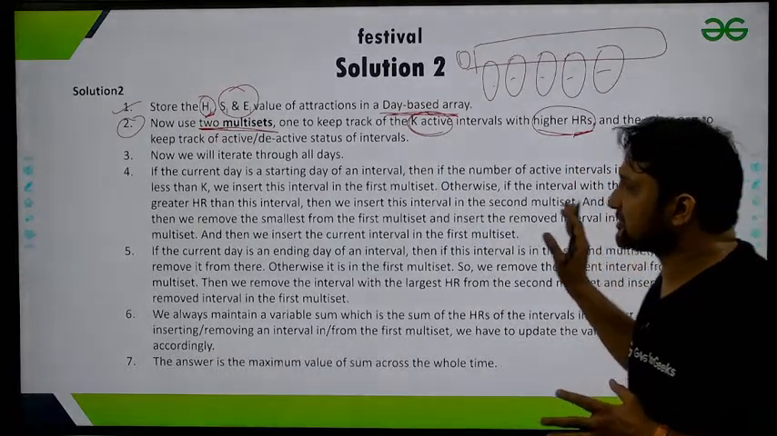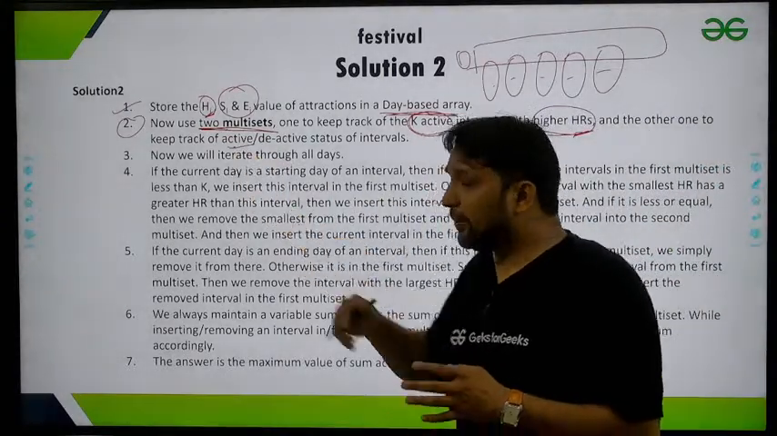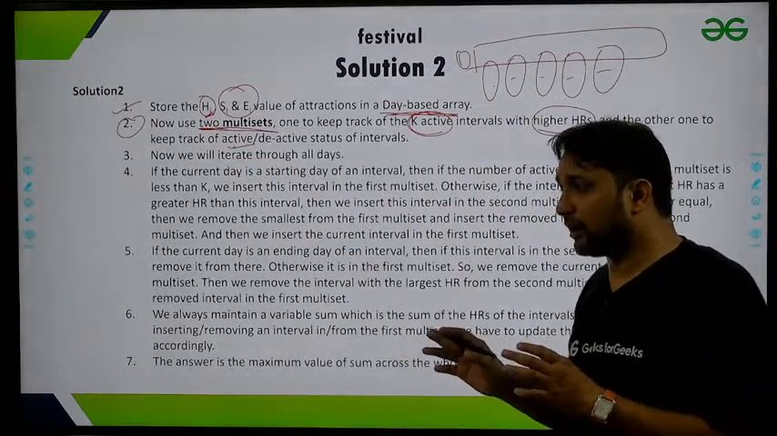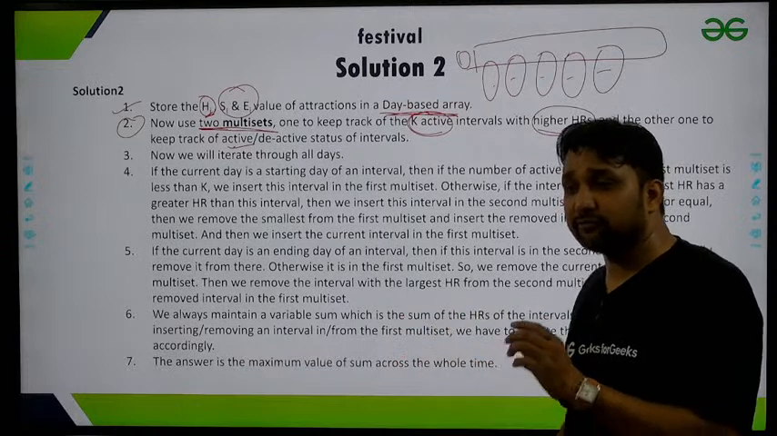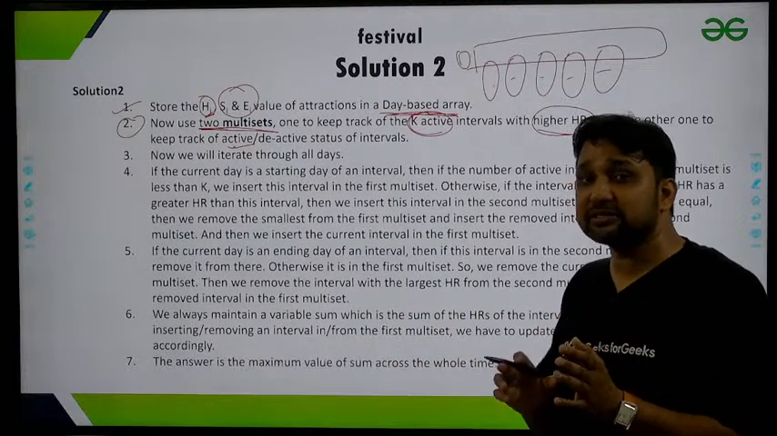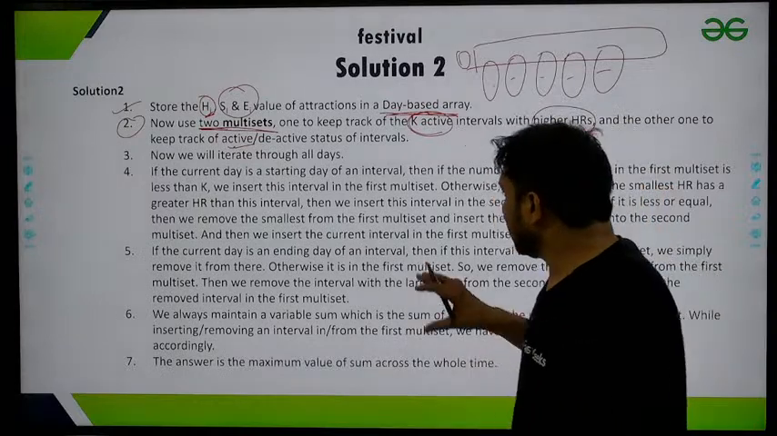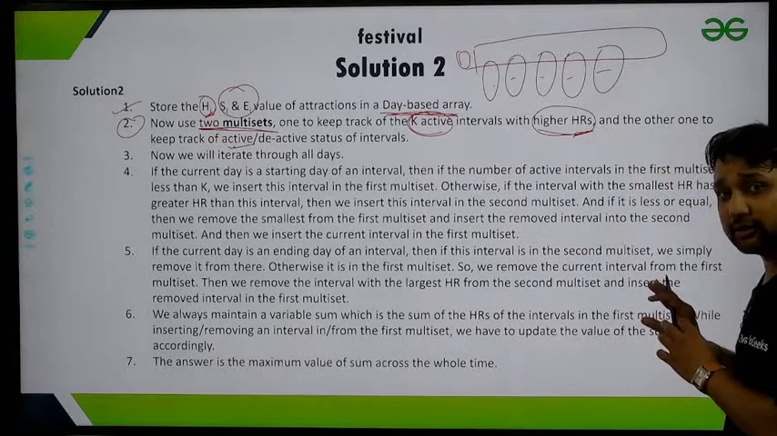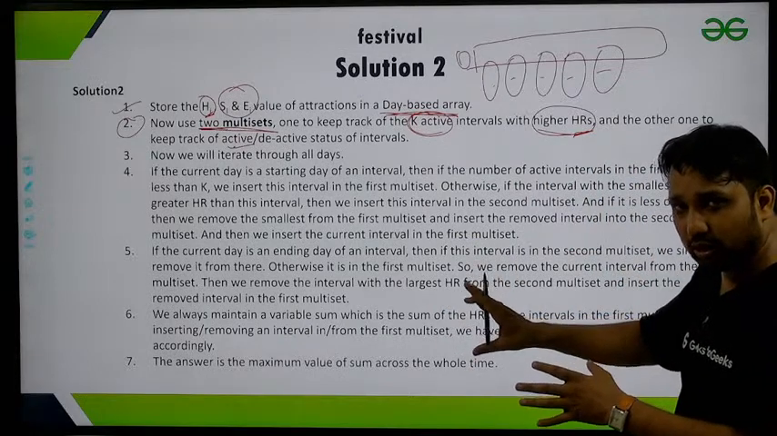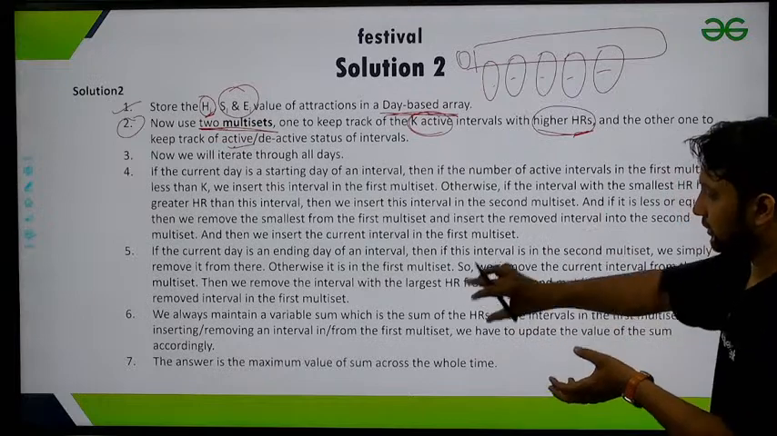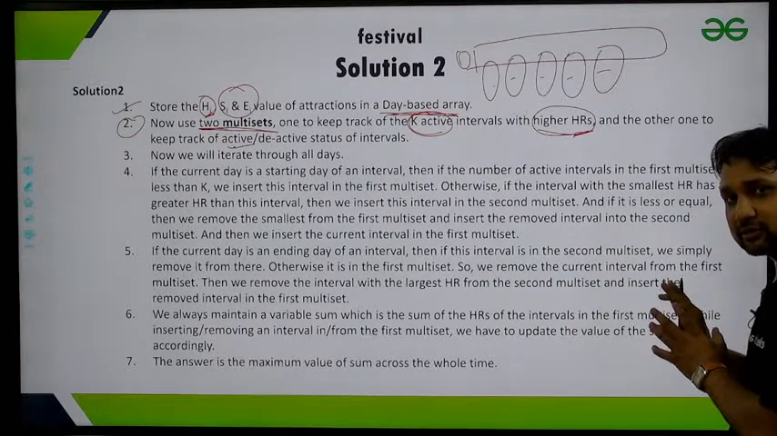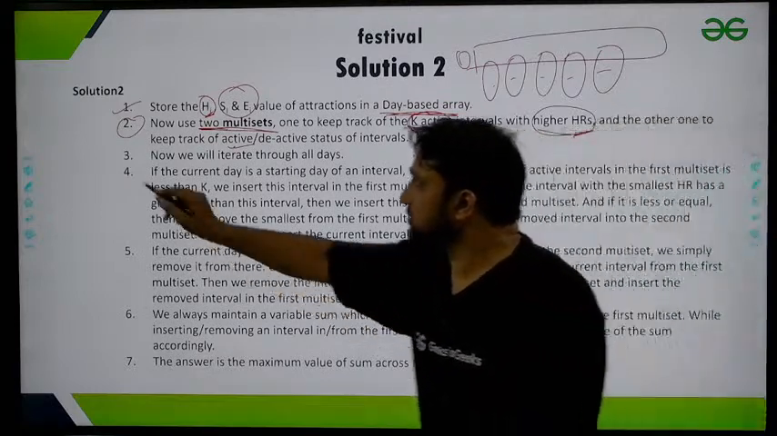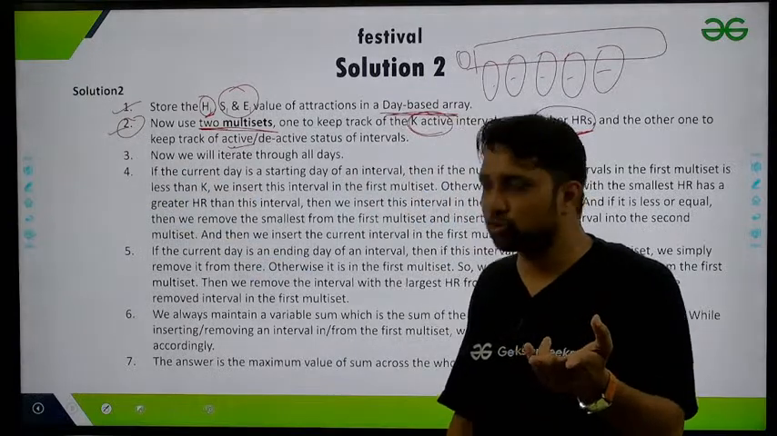Okay. And the second was helping us to keep track of the active rides, which rides are still active. If our first set is full, then we transfer them to the loose set. If our first set is full but the ride is active, then we transfer it to the second set, so that maybe we need to use that in the first set again. So we were using two multisets.